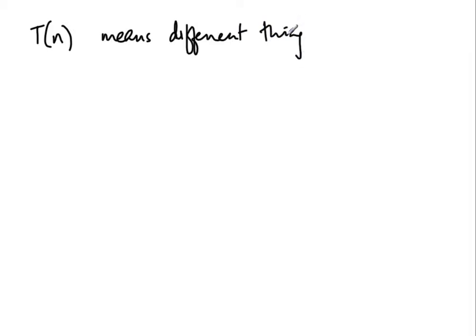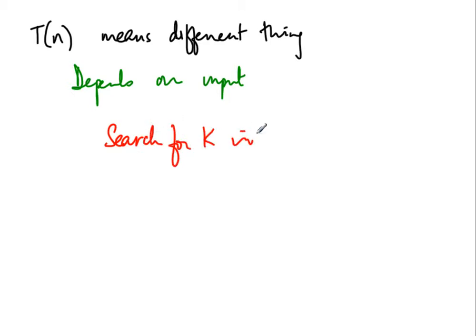Now the other thing we saw last time is that t of n means different things, because there is no such thing as a uniform input of size n, right? So it depends on the input. So to illustrate this, let's look at a simple algorithm, one which asks us how we can search for an element in an array. So we want to search for k in an array A. Okay, so this is the problem that we want to do.